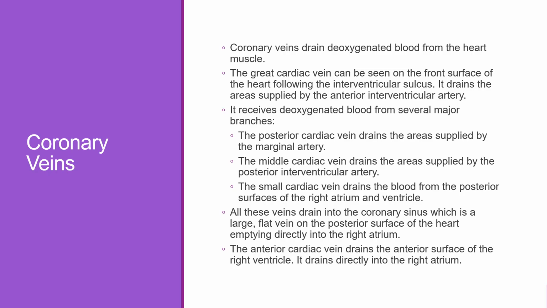So coronary veins are going to drain the deoxygenated blood from the heart muscle that was delivered by the coronary arteries. The great cardiac vein can be seen on the front surface, and it follows along the interventricular sulcus. Where the anterior descending and the great cardiac sit, there's a little groove, and that's called the interventricular sulcus. It's going to be draining the areas that were supplied by that anterior interventricular artery. It receives deoxygenated blood from several major branches, so they're all ultimately merging back into that great cardiac vein.